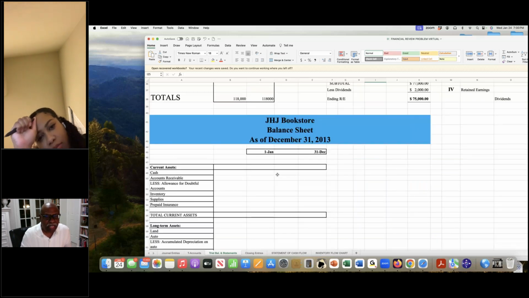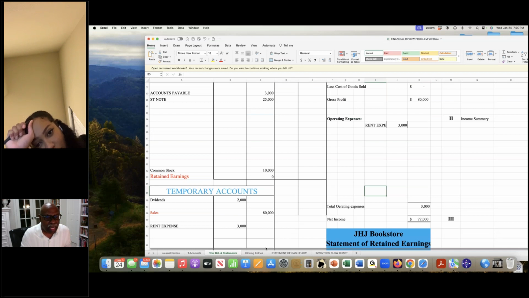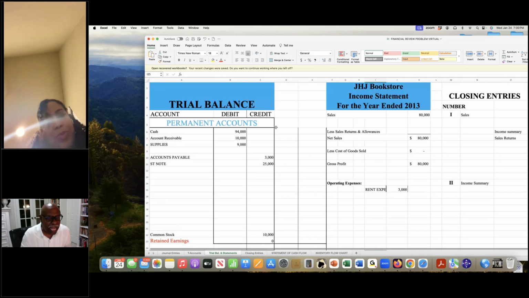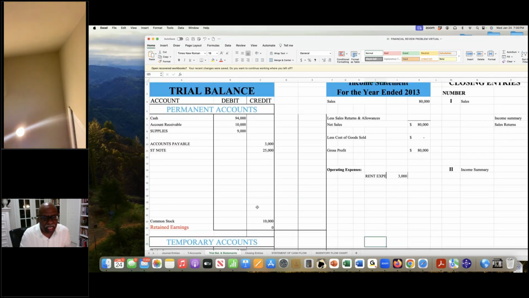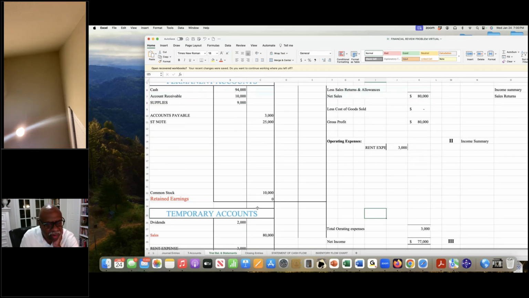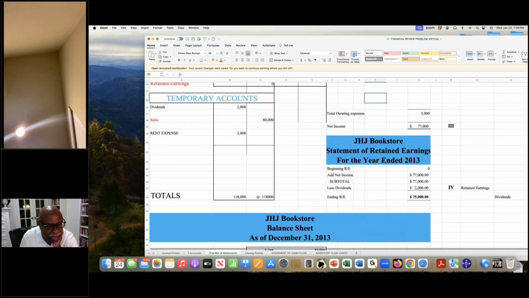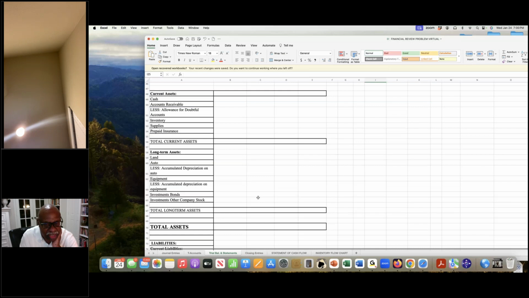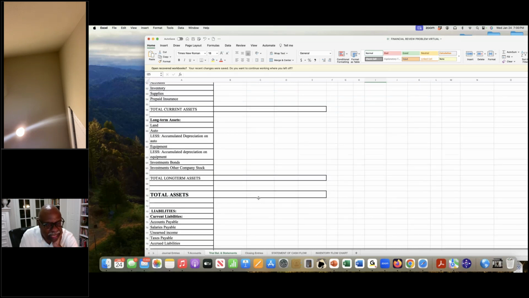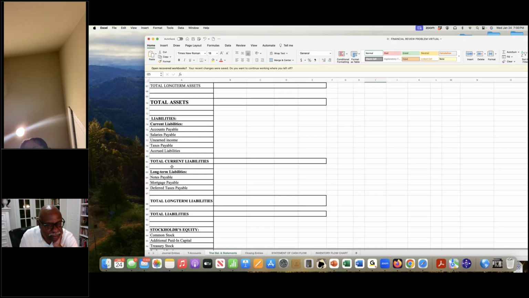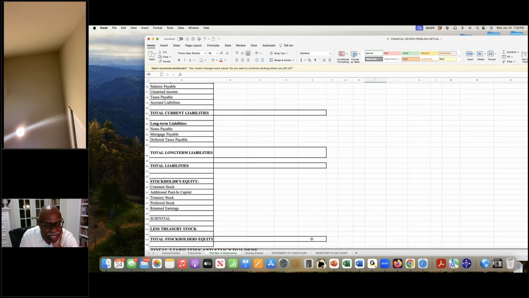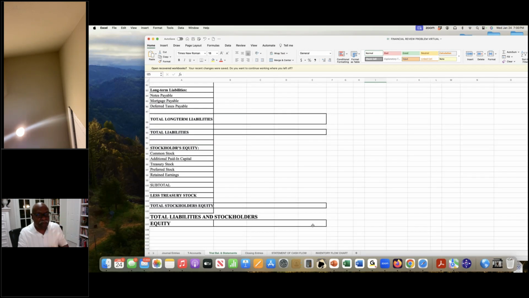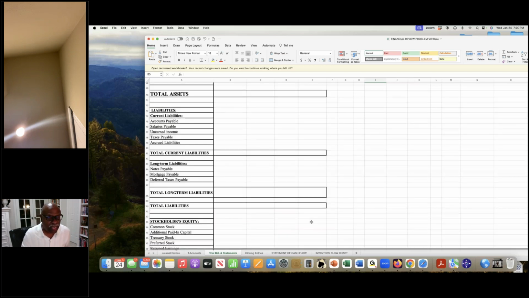With the balance sheet, we start from retained earnings up and all the accounts from cash to retained earnings. These are permanent accounts that carry over. We put them on the balance sheet. And the key thing is that the total assets has to equal total liabilities plus stockholders' equity. So the number here has to equal the number on total assets.